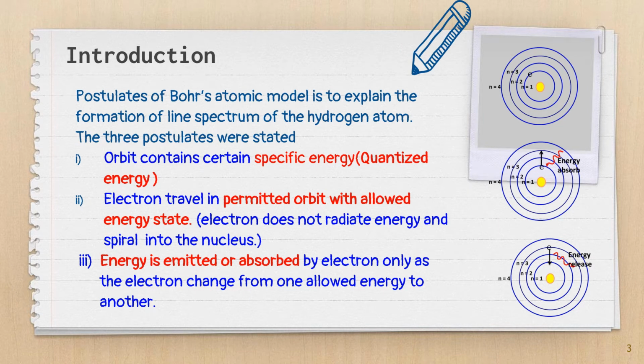Our topic of discussion today is the postulates of the Bohr atomic model, which is used to explain the formation of line spectrum. The three postulates are: electrons travel in orbits containing certain specific energy, or quantum energy; electrons travel in permitted orbits with allowed energy states; and energy is emitted or absorbed when the electron changes from one energy level to another energy level. Students need to master the three postulates so that it can help them to do the calculation and to sketch the energy level diagram and the line spectrum.